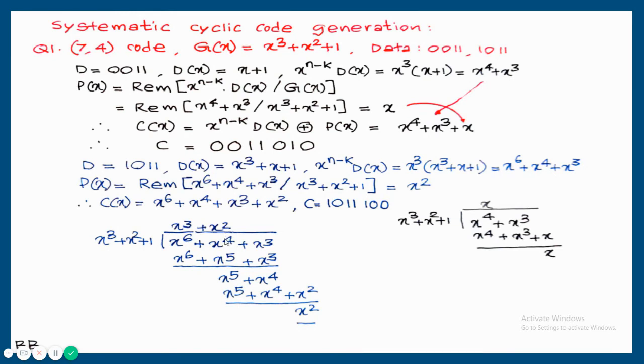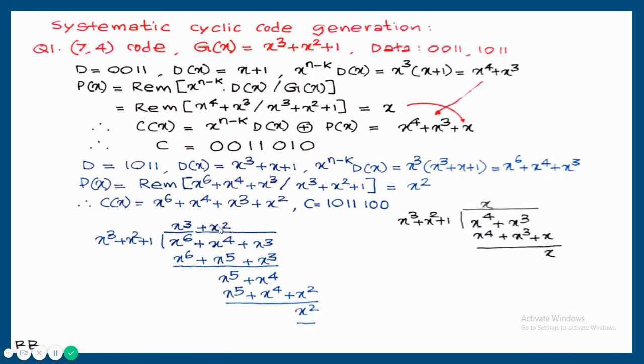I am showing the division here. X raised to 6 plus x raised to 4 plus x cube divided by x cube plus x square plus 1. So we always want to cancel that MSB, the highest degree. For that, the quotient is x cube into x cube, that is x raised to 6, x cube into x square, x raised to 5, x cube into 1, x cube. Now, instead of subtraction, do addition. X raised to 6 plus x raised to 6, 0. X raised to 4 is here, x raised to 5 is also here, x cube plus x cube 0. So the remainder is x raised to 5 plus x raised to 4.